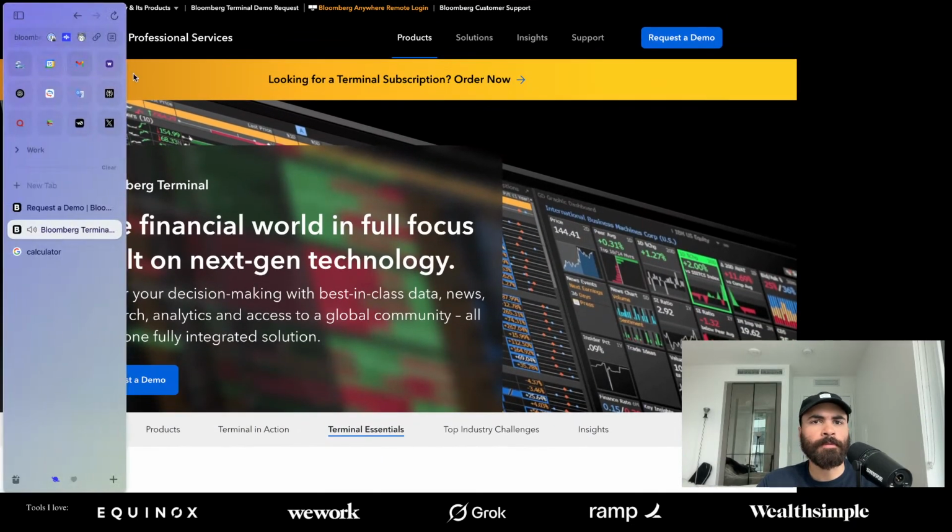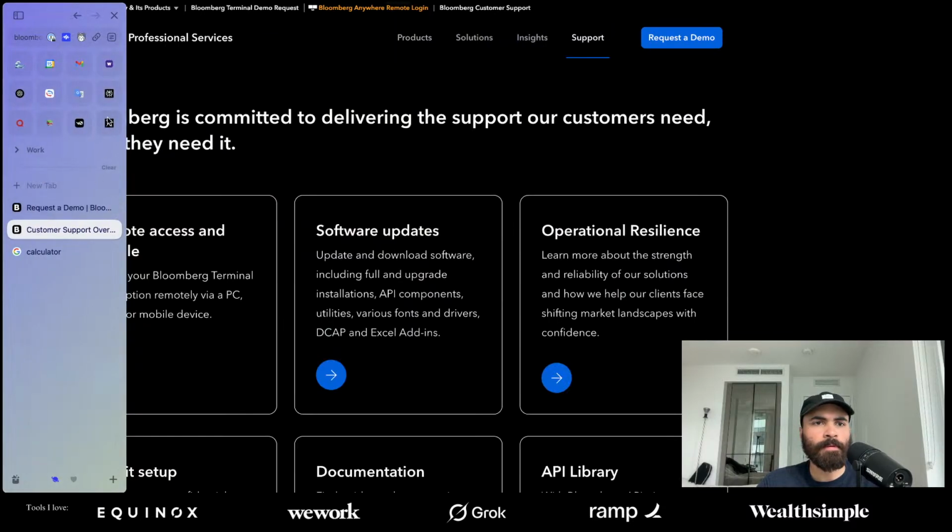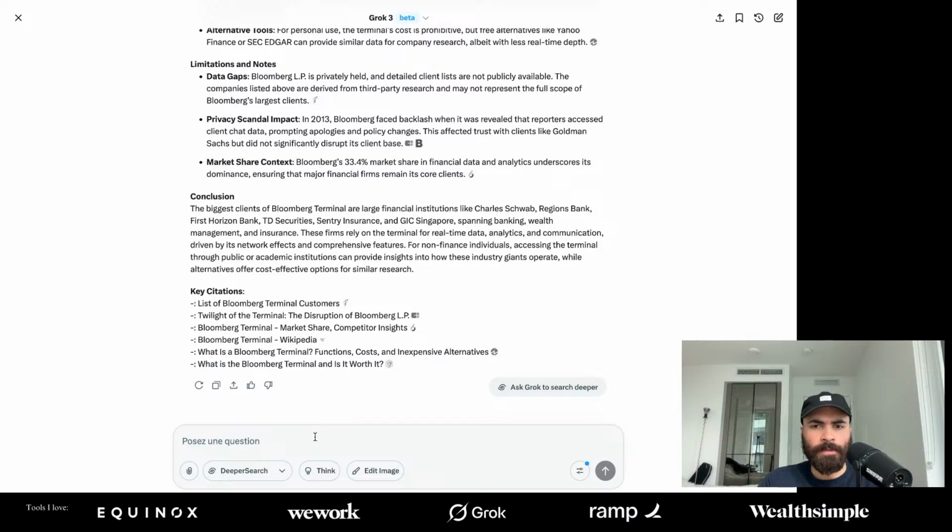This is really cool. Wow. Inside support. Wow. All right, let's see. Tell me more about the Bloomberg terminal chat.